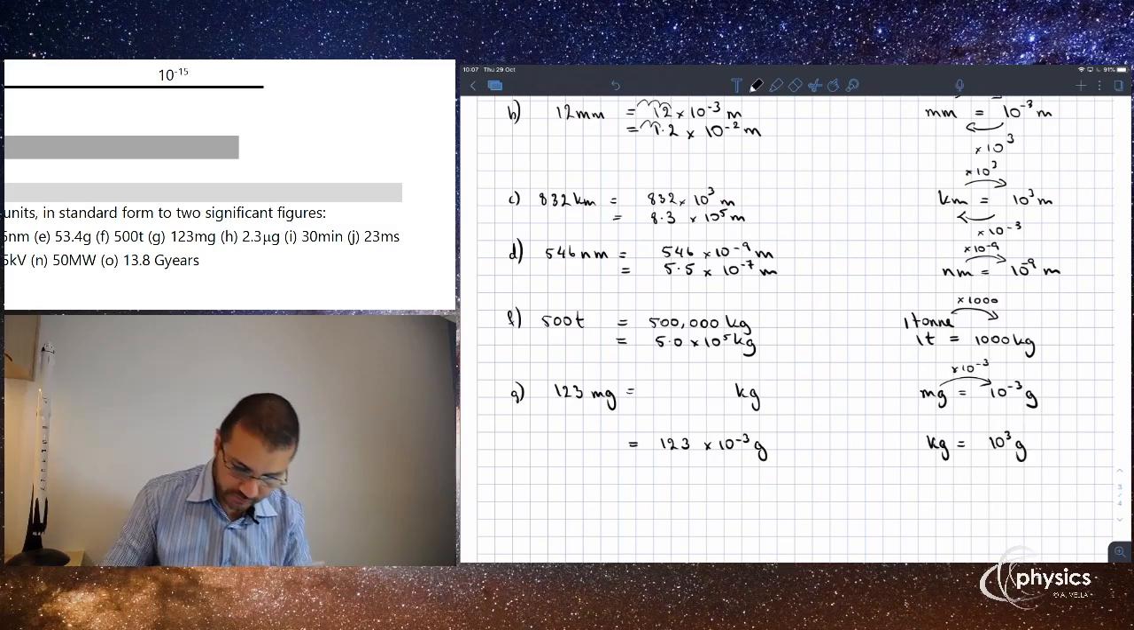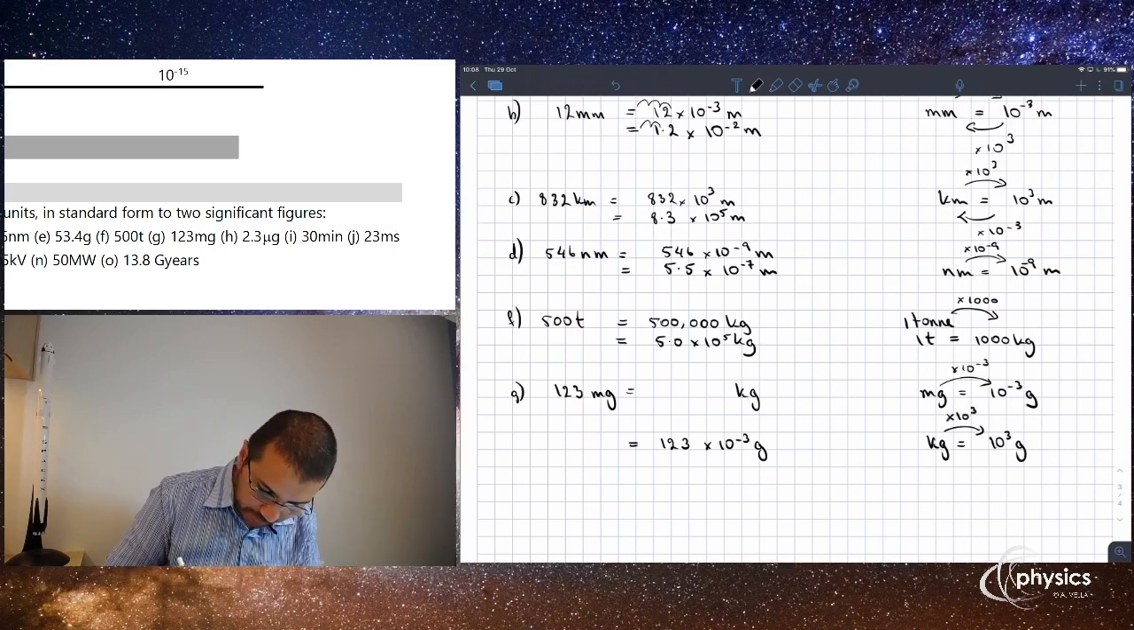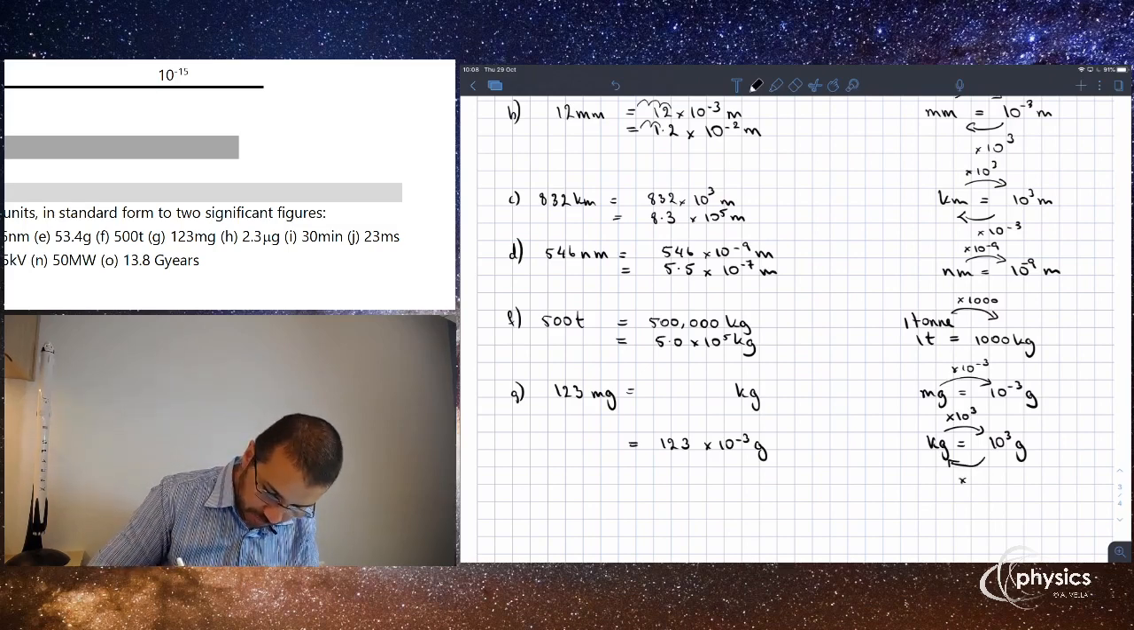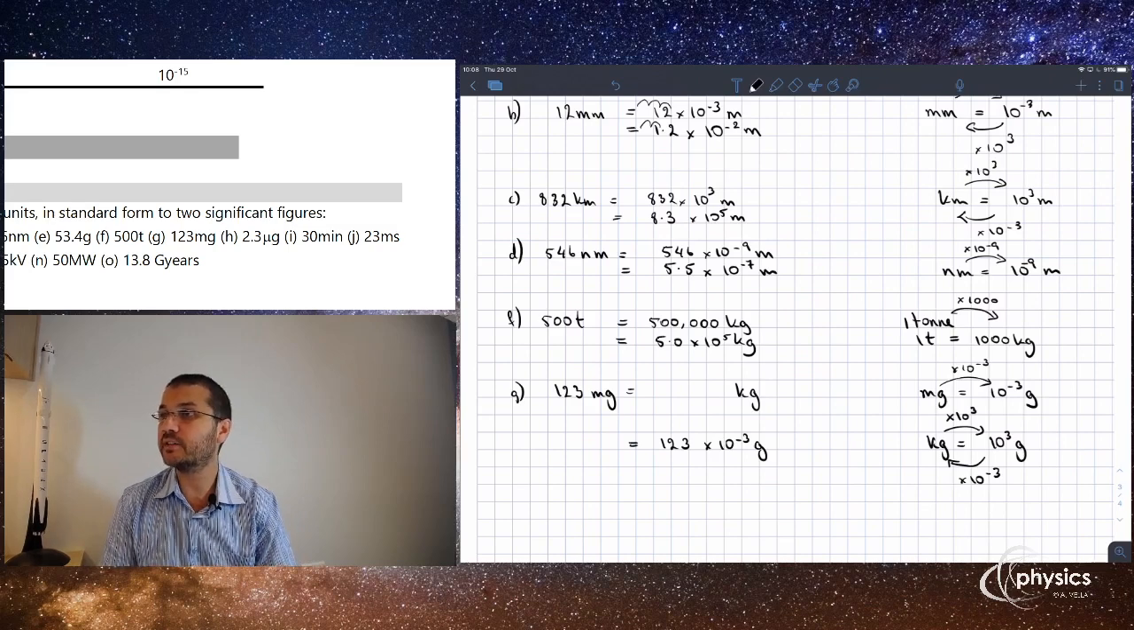Kilo means 10 to the 3. So if we're moving from kilogram to grams, we have to multiply by 10 to the 3. But if we're moving from grams to kilograms, as we have to do, we have to multiply by 10 to the minus 3.